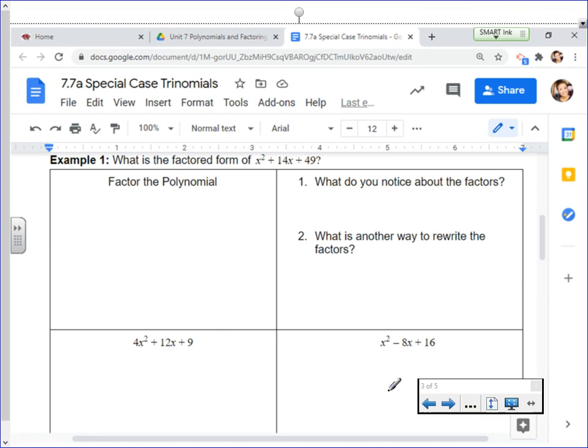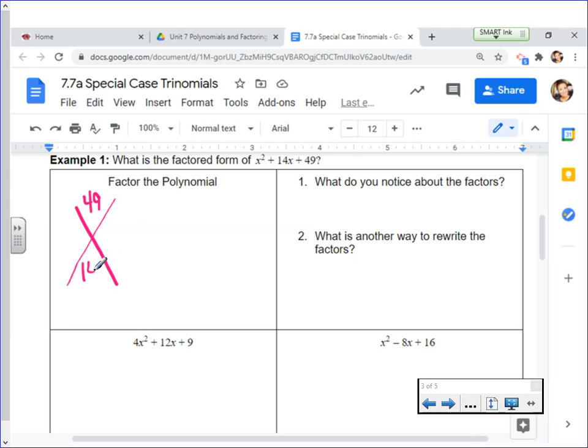Just quickly, though, this is where we're headed. It says factor the polynomial x squared plus 14x plus 49. So we're going to factor this like we normally would. Keep in mind your first number is 1. So if you took 1 times 49, the top number would be 49. The bottom number is 14. Something that multiplies to give me 49 but adds to give me 14.